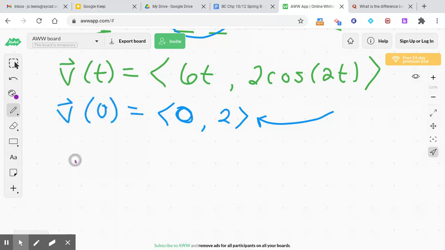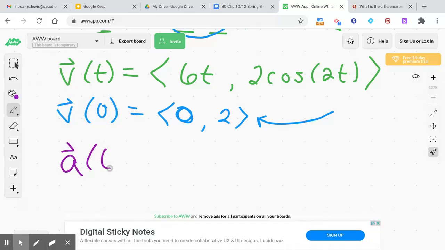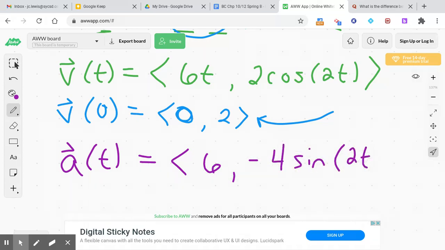You could go a step further if you wanted to. We can find the acceleration vector as a function of time. Our acceleration vector would be 6, comma, well, we need another derivative: negative 4 sine of the same 2t. Notice that the acceleration for this particular function is constant in the x direction, while we have a variable acceleration in the y direction, as sine changes from positive to negative.